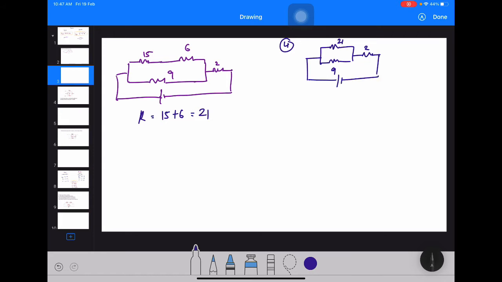Memang cara ni nampak ambil masa and nampak macam leceh, tapi dia memang efektif. So for me, I wouldn't mind to spend extra time as long as I could get the answer correctly. Okay, now 21 and 9 is the one that you want to solve lah. Okay, so 1 over 21 plus 1 over 9. Oops, salah tekan. This one is 6.3.